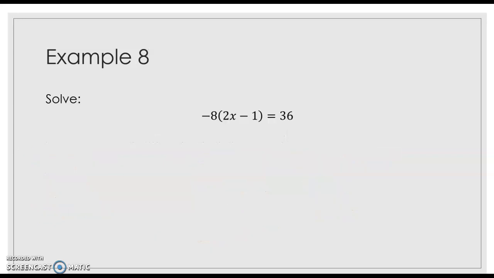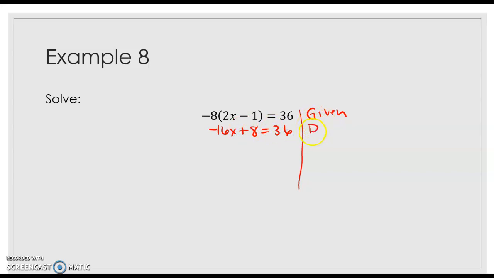All right. So here we are. Next problem. So this would be our distributive property is what we're going to use. So we're going to start off by saying that I was given this equation. I'm going to distribute the negative 8. So negative 8 times 2 is a negative 16x. Negative 8 times negative 1 is a positive 8, and that equals 36.